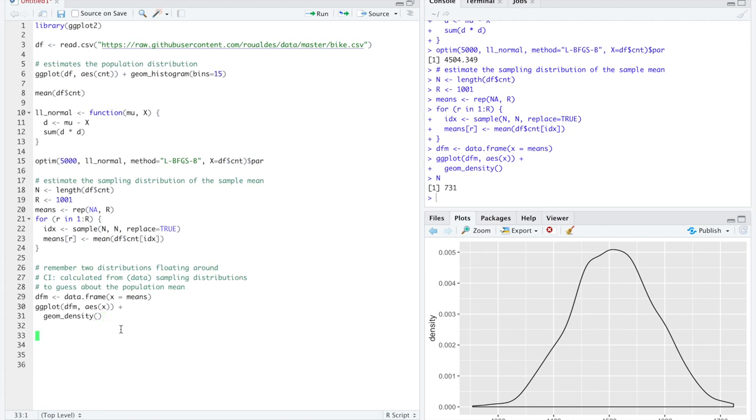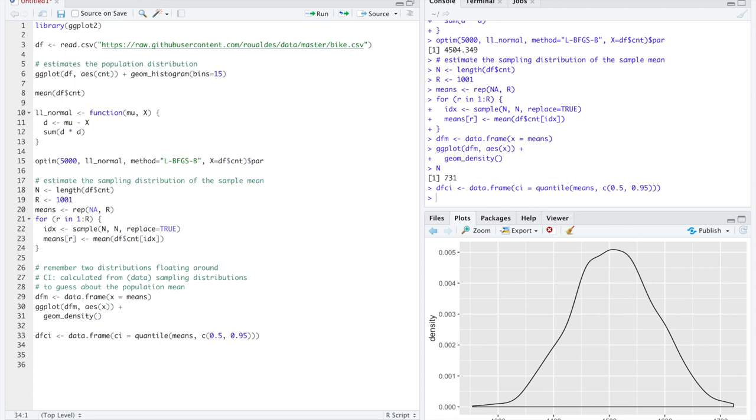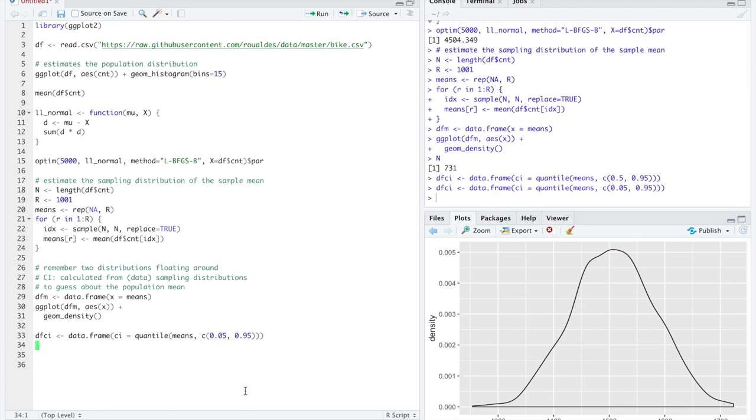Now, if from the sample means you wanted to actually calculate the confidence intervals, you could certainly do that using the function quantile, as we have before. I'm just going to put them into a data frame here so that I can try to show you visually the difference between the population distribution and the sampling distribution. So here we go. Here's a data frame containing a confidence interval of, whoops, that's a typo. Okay, fixing that. That is a data frame containing a confidence interval of 90%.